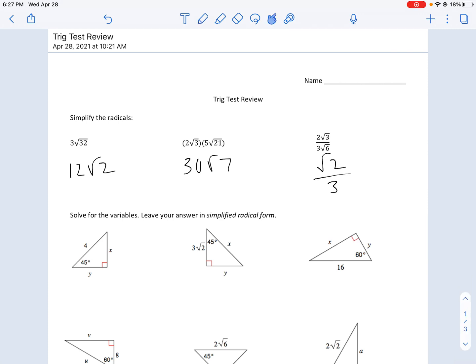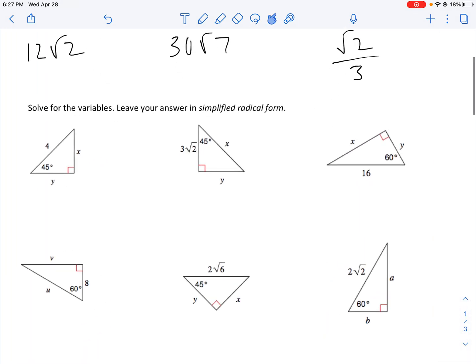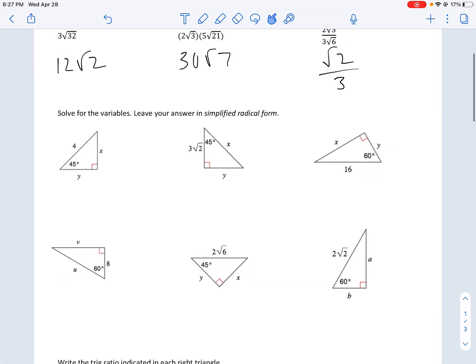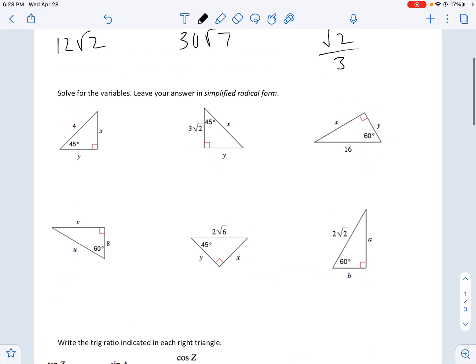Okay, so these next ones we need to solve. You can use SOHCAHTOA here. So I'll just kind of solve these quickly. So I get sine 45 equals x over 4. So you cross multiply, you get 4 sine 45. So x is 2 square root of 2. I guess I'll do the last step.